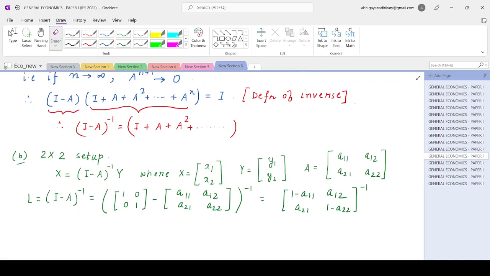Now understand, this is how it is defined. Now what does the Hawkins-Simon condition basically say?